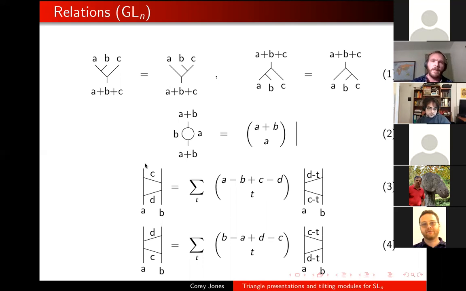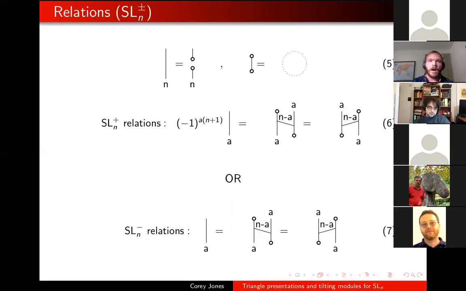Okay. And so those are the GLN relations. I also want to impose some additional relations called the SLN relations. This first pair of relations is making the object n isomorphic to the monoidal unit. If n corresponds to the nth wedge power of the standard representation, then that should be isomorphic to the trivial representation. So we should have something like this going on.